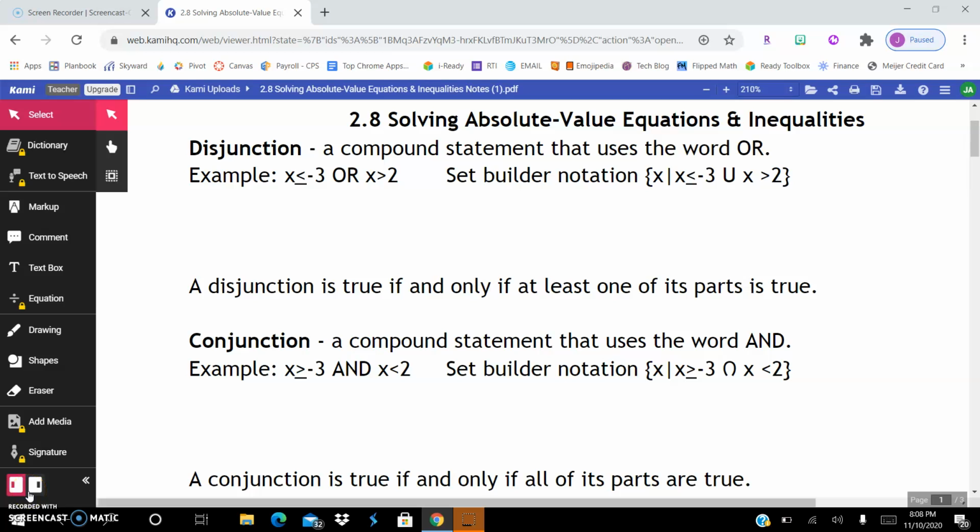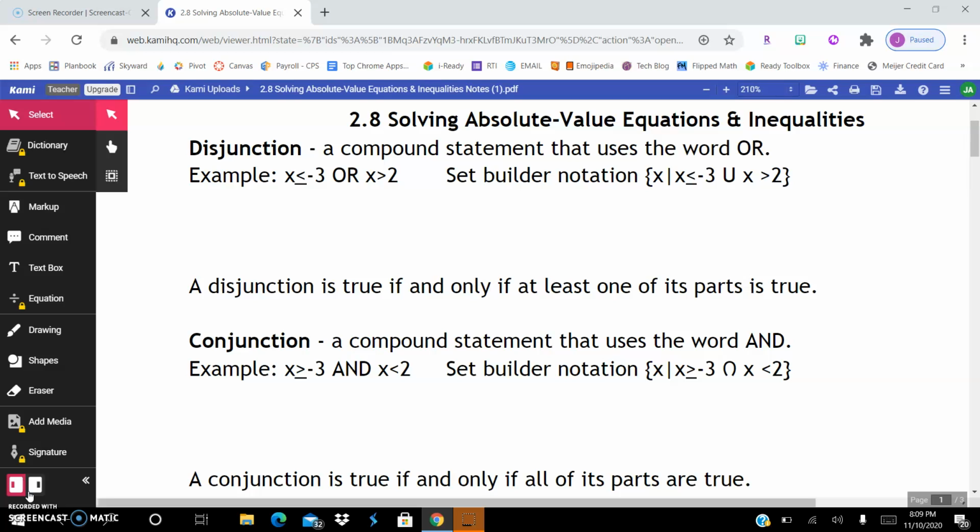For section 2.8, we're going to be solving absolute value equations and inequalities. So to start this off, we're going to talk about a disjunction and conjunction. A disjunction is a compound statement that uses the word or. So for example, I have x is less than or equal to -3, or x is greater than 2.